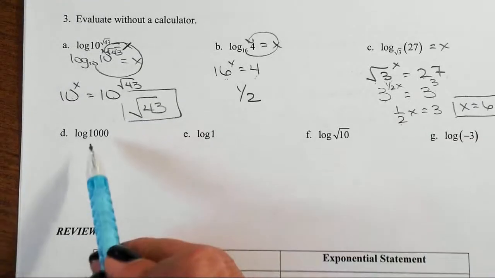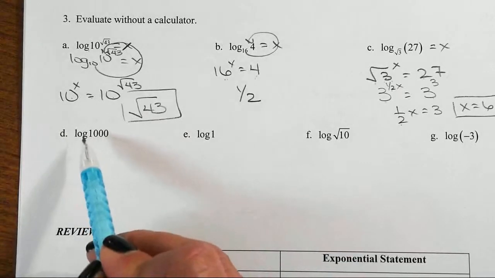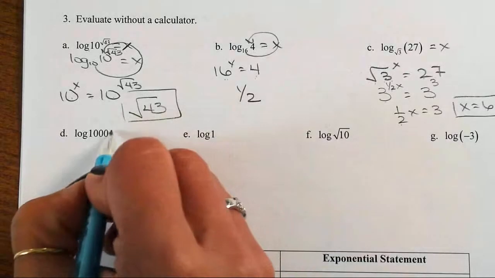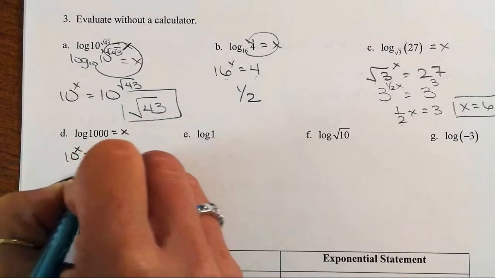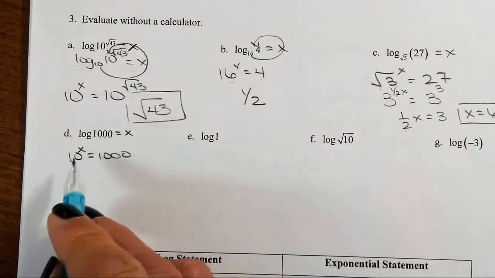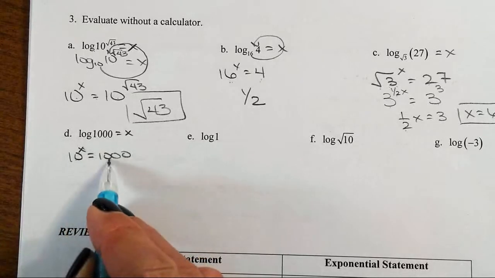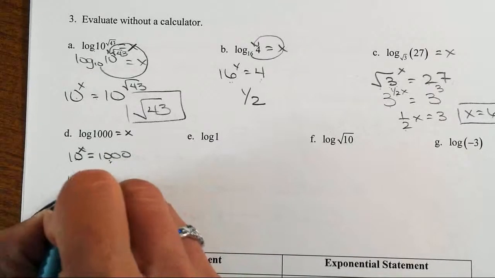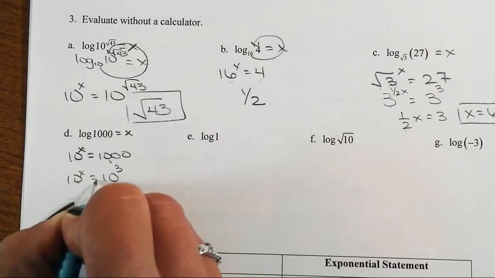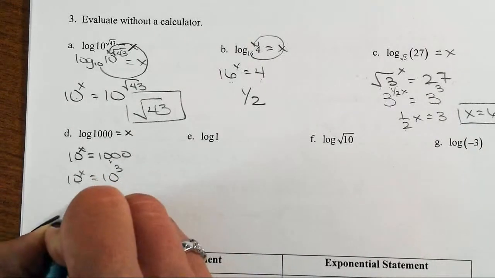In D, there is no base written, therefore it's implied to be 10. You set this equal to x and rewrite it as 10 to the x is equal to 1,000. You ask yourself, 10 to what power gives me 1,000? Or you can rewrite 1,000 in base 10. If 10 is equal to 10, then x is equal to 3.